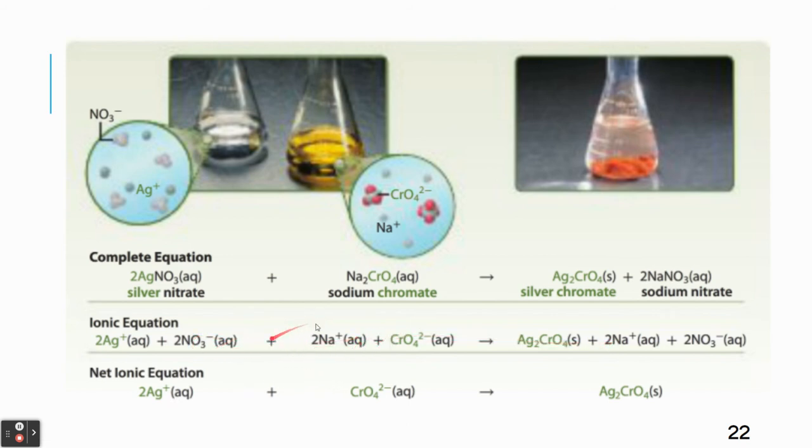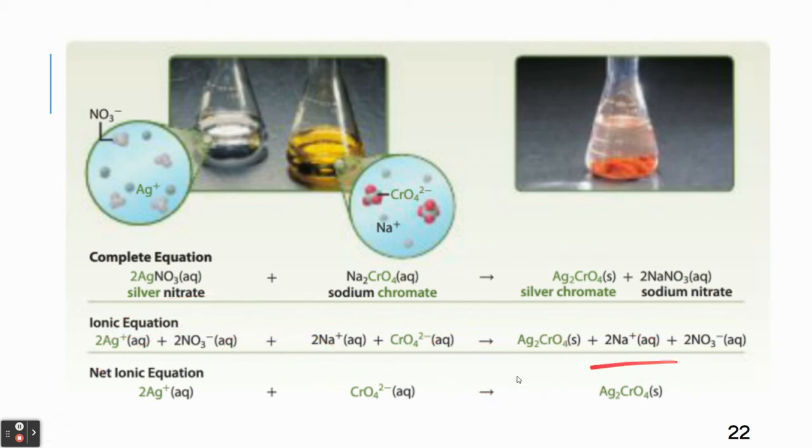You can also spot spectators by just taking a look at what repeats on both sides, like 2NO3 and 2NO3 cancel out. 2Na+ and 2Na+ cancel out. These two do not repeat on both sides because you don't see Ag+ there. You see Ag in the solid, but not Ag+. So these two are the actual ions involved, and they make this precipitate.